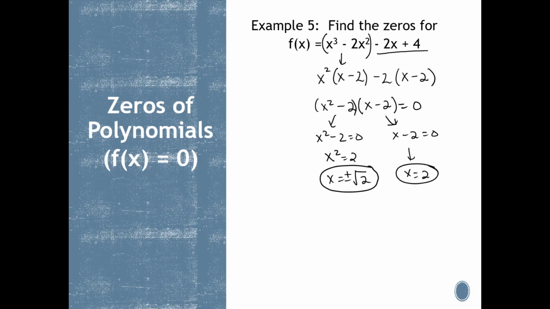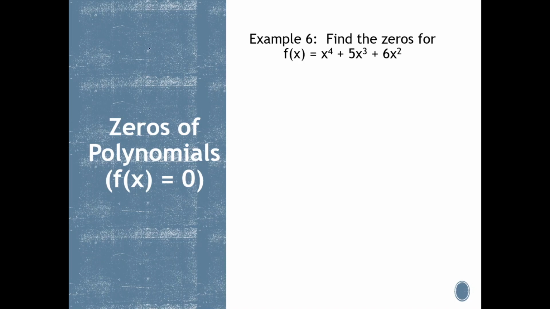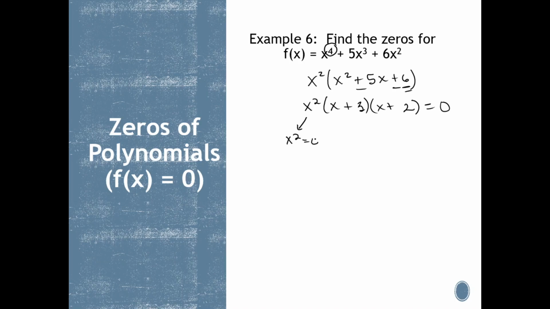Okay, and when we had a degree of 4, we had 4. So the degree will help us find the number of zeros. So in this particular problem, I'm going to have 4 zeros. So let's see how that works. So I notice I can pull an x squared out of everything. And then this will factor further. The 6 is going to make it a 2 and a 3, and everything's positive, so plus 2 and plus 3. If I set this equal to 0, I get x squared equals 0.